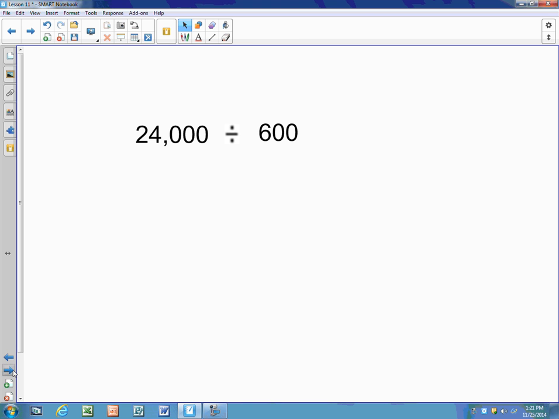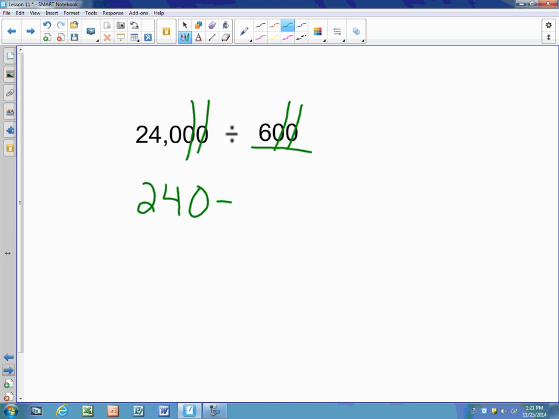Next problem. Once again, we look at our divisor. Here's our divisor. It has 2 zeros to cross out, so I only cross out 2 zeros in the dividend. I do not cross out all 3. So now I rewrite my problem, and I try to solve that.